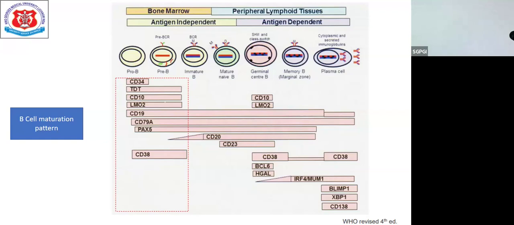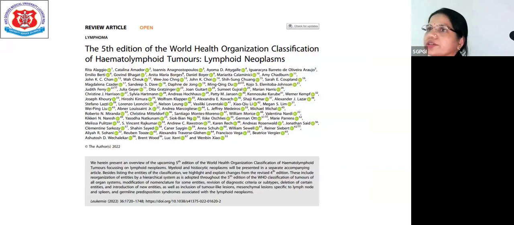CD19 is a pan B cell marker, and that's why it is used as a gating marker. Similarly, we have CD79A. CD20 is not expressed in the very early stages and it gets expressed in the mature stages. So this diagram shows the expression of various markers in the various stages of differentiation.